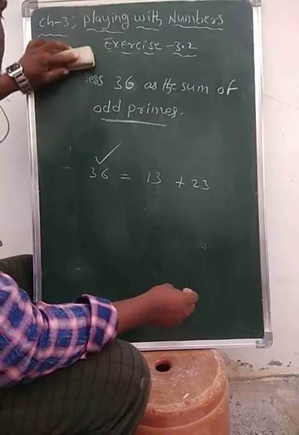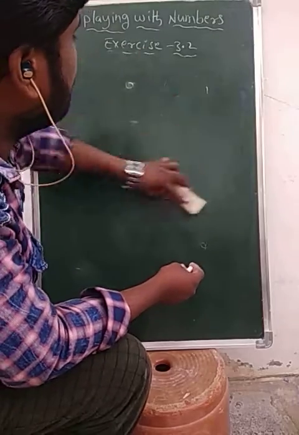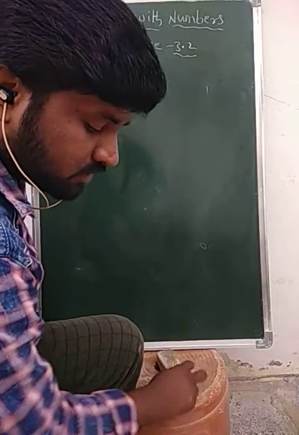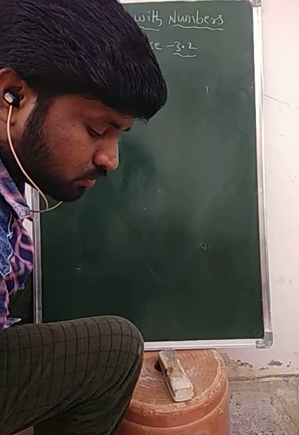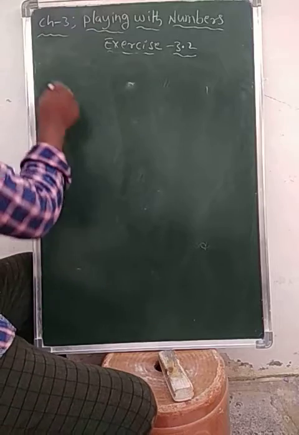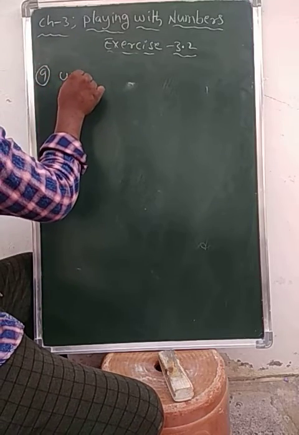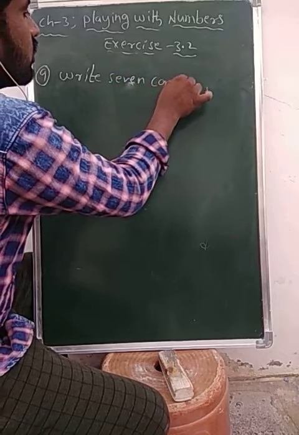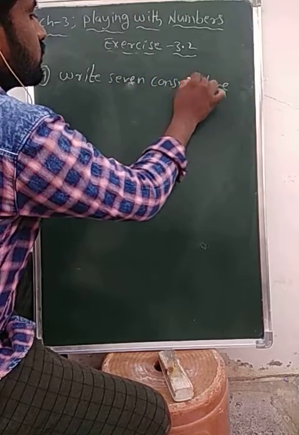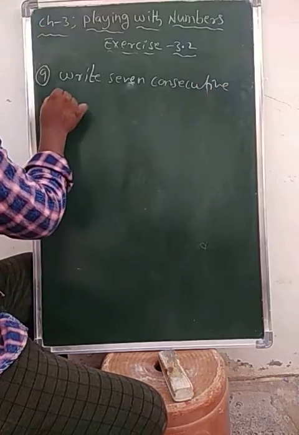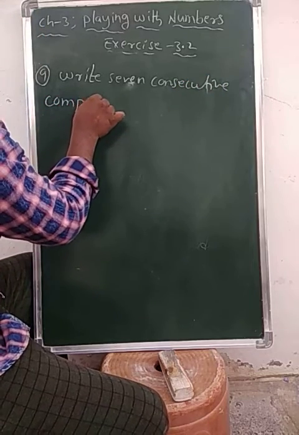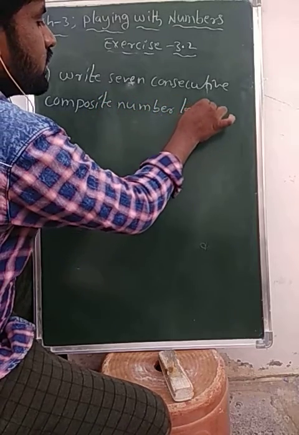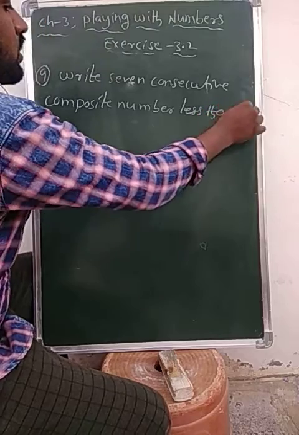The next question, 9th one. The question is: write 7 consecutive composite numbers less than 100.